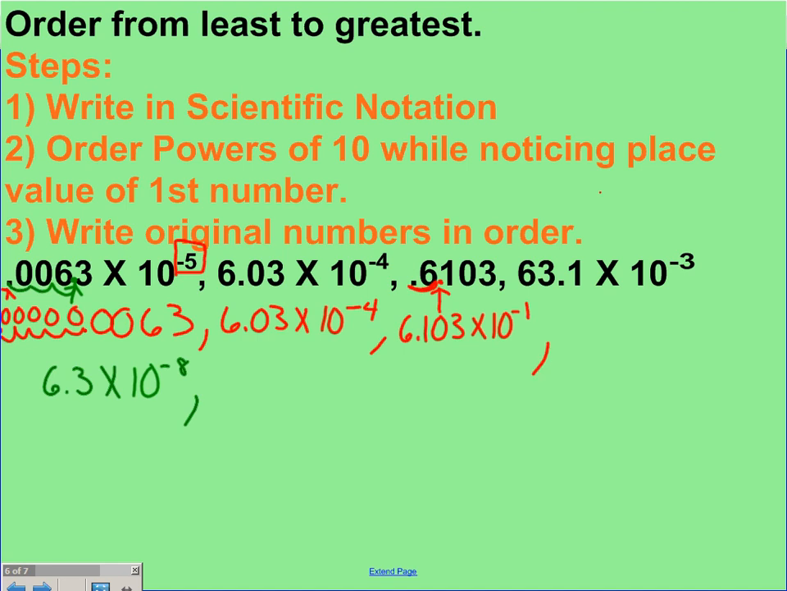And then came this one, 63.1 times 10 to the negative 3rd. So that would be move it back 1, 2, 3 places. So that's 0.0631. If I put it in scientific notation, then the decimal goes between the 6 and the 3. Therefore, I only have to move the decimal back 2 places. So that's 6.31 times 10 to the negative 2nd, where before I had to move it back 1, 2, 3. Now I only have to move it 2 places once it's in scientific notation.